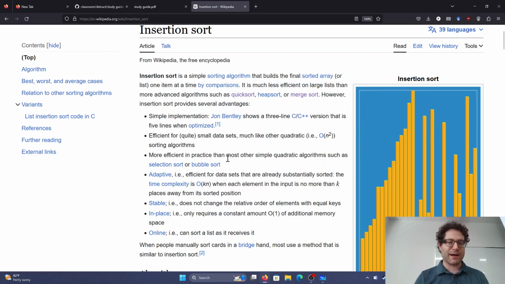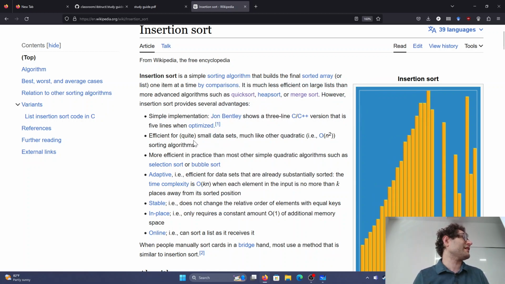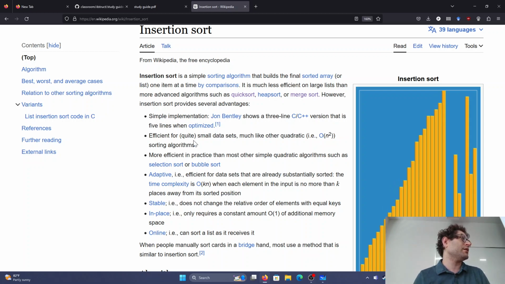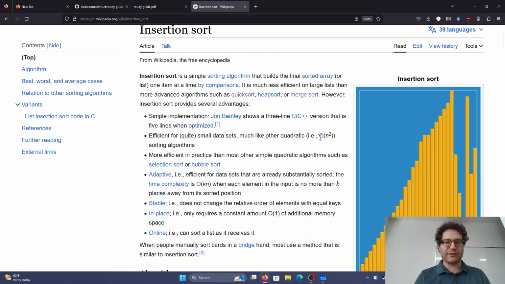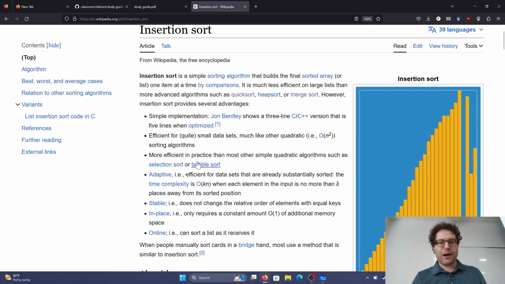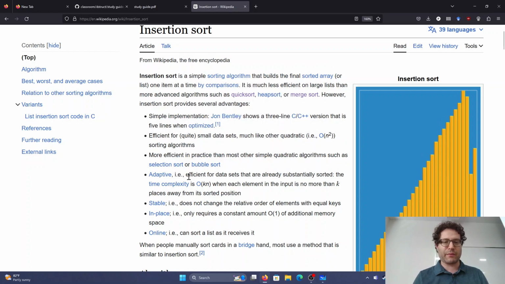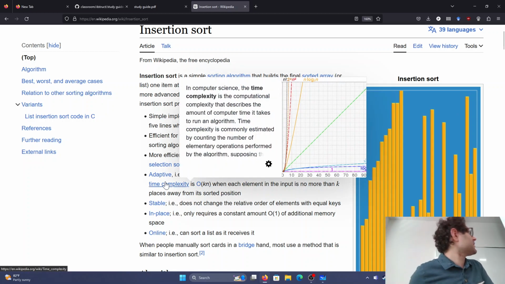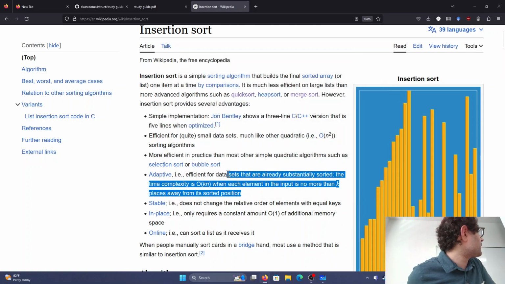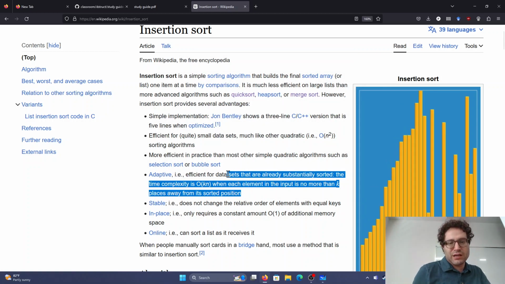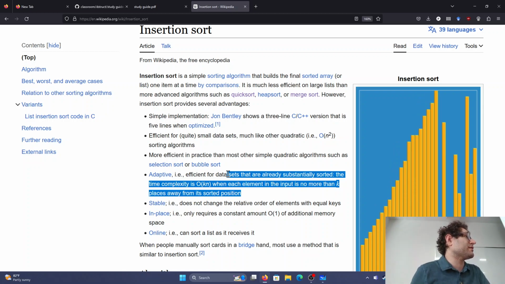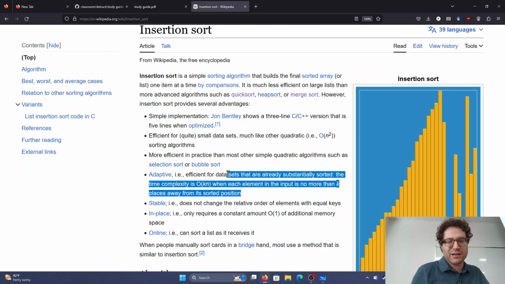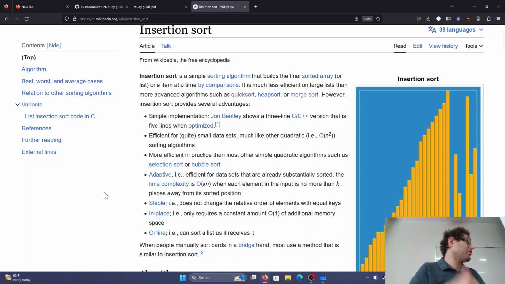You can simply optimize it for very small data sets. So first off, it's by far the best for doing O of n squared. Of the O of n squared, it does the least amount of comparisons. So it's more efficient in practice than selection sort or bubble sort. So even though they have the same runtime, big O time, it does run faster. It's adaptive. That's the big thing. So it works extremely well for things that are almost completely sorted. If things are almost completely sorted, then great.